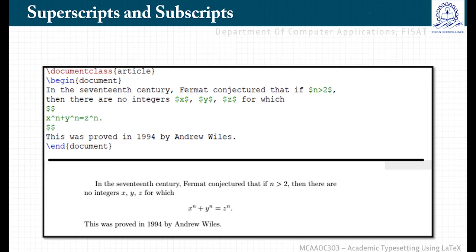Let us see how it is achieved. Here I am using display mode in the mathematical environment, for which I am using two dollar symbols. To display x raised to n, I am using the cap symbol on the keyboard. X raised to n plus y raised to n is equal to z raised to n. So it will be displayed like this.